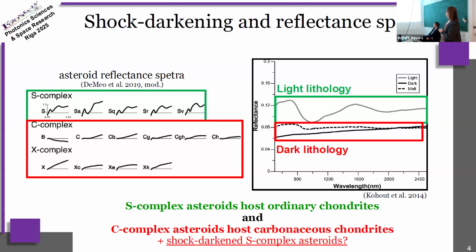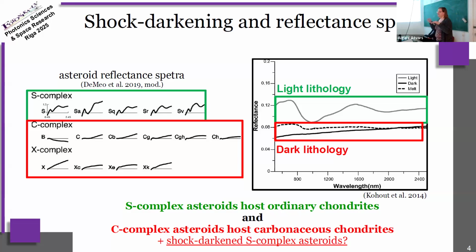And they can be compared, obviously, to the asteroids. Here, the light lithology has spectra that look alike to S-complex asteroids, and the dark lithology has spectra that look like C-complex or X-complex asteroids. That's problematic. It poses one important question when we observe asteroids: how much of these dark asteroids that are observed from Earth or from space are actually S-complex asteroids that have been darkened by any process that helps in darkening the lithology?